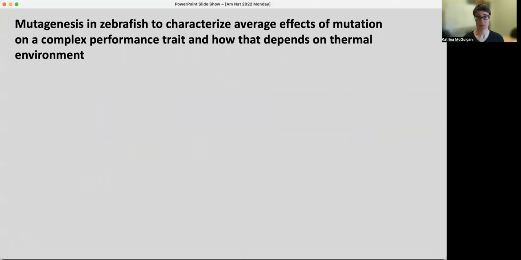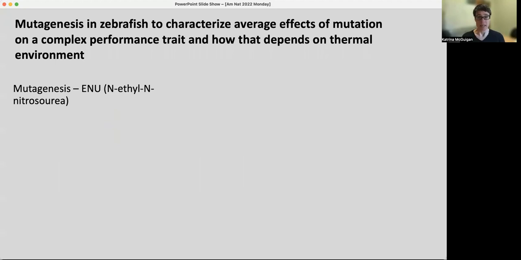And so today what I'm going to do is present some work from this experiment in zebrafish. And as I go through an outline of the design itself and the data collection, I want to touch on some of the rationale for the specific design that we're working with. I'm going to start with thinking about the mutagenesis itself.